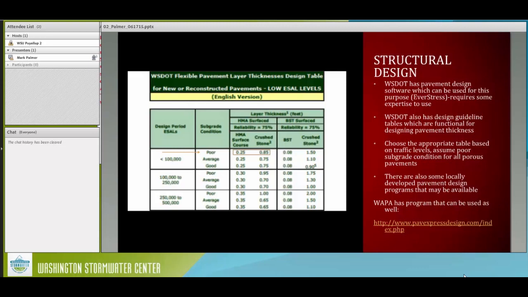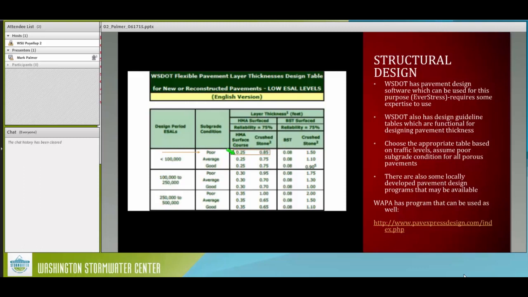WAPA, which is the Washington Asphalt Pavement Association, has a program that you can use called Pavement Express, and the link is shown here. There's also just some rough guidelines on flexible pavement thickness design as a guideline, using equivalent single axle loads as your measure of how heavy the road's being used.